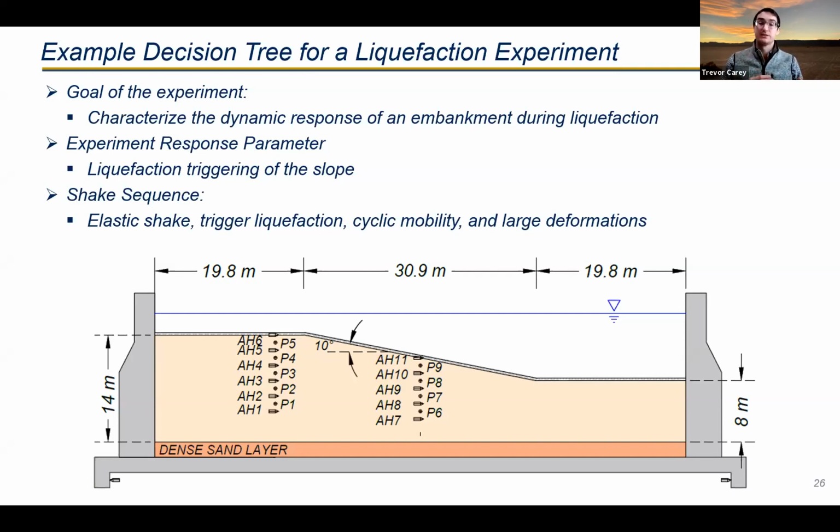For those of you that aren't versed in this type of work, you may see those four shaking events and say, yeah, they're all about the same. And they're not. Each one of those shaking events or targets was to look for a specific mechanism in the soil response and the slope system response during strong shaking. It would have been easy to get the elastic shake and the large deformation. You can just command a small shake and a very large shake. It's that in-between gray zone of triggering liquefaction and cyclic mobility where informed decision-making and the data processing routines are most valuable for targeting that specific behavior.